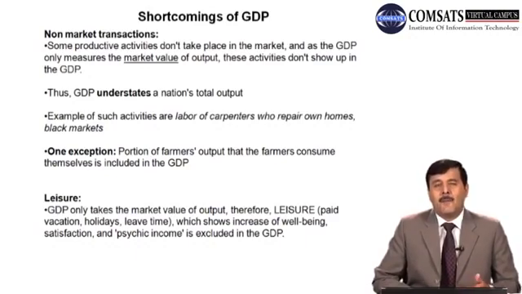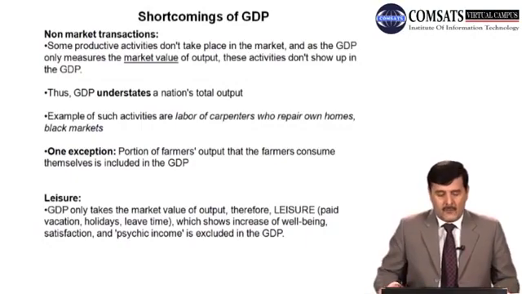बात की, like black marketing, like जो सर्विस की बात करें, कारपेंटर की हमने बात की, डॉक्टर्स की अगर बात कर लेते हैं, डॉक्टर अगर घर में अपने मरीज़ों को देखता है और वो चार्ज नहीं करता तो उस सर्विस को जीडीपी में शामिल नहीं किया जाता, right. तो उस वजह से हम कह सकते हैं कि जीडीपी जो है अंडरस्टेट करती है टोटल नेशनल आउटपुट को.